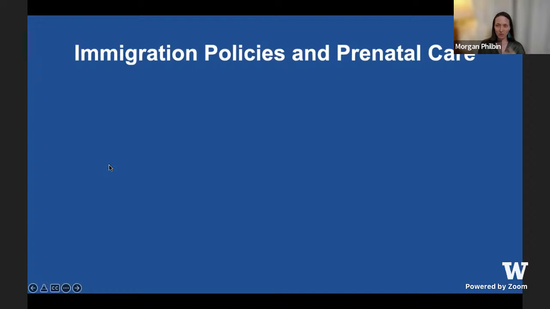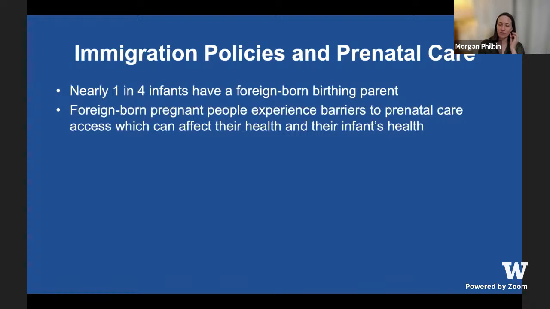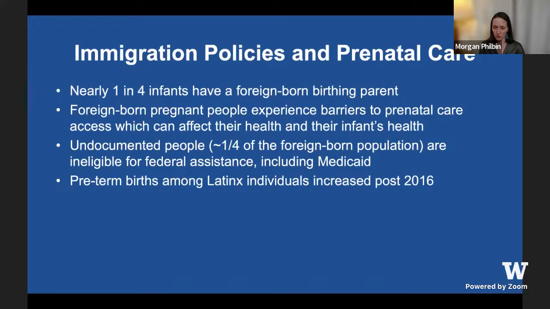So why immigration policies and prenatal care? Why does that matter? So nearly 25% of infants in the US have a foreign-born birthing parent, and about 13% of the US population is foreign-born. So these are pretty large numbers and affect a large percent of the population. And of these individuals who are foreign-born, nearly a quarter are undocumented. And this renders them ineligible for federal assistance, including Medicaid. And this is particularly important because this lack of insurance coverage always has huge implications, especially on people who are pregnant.